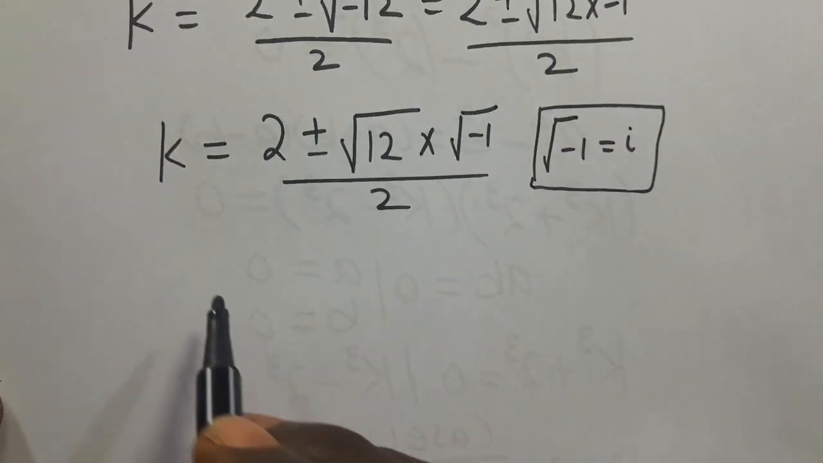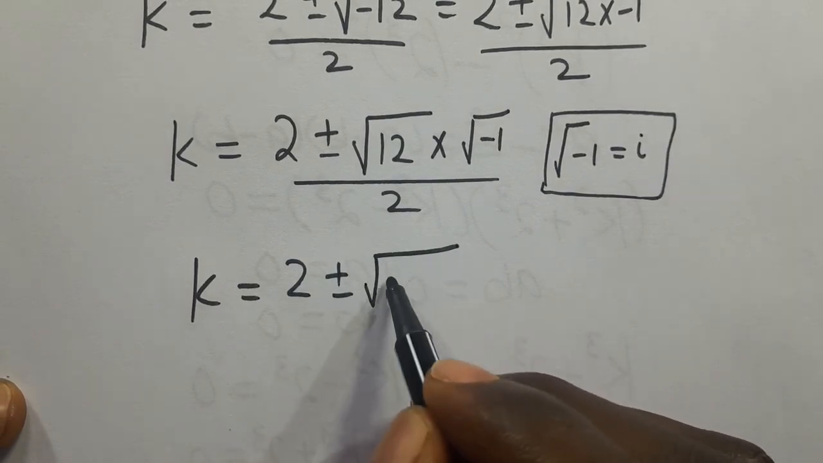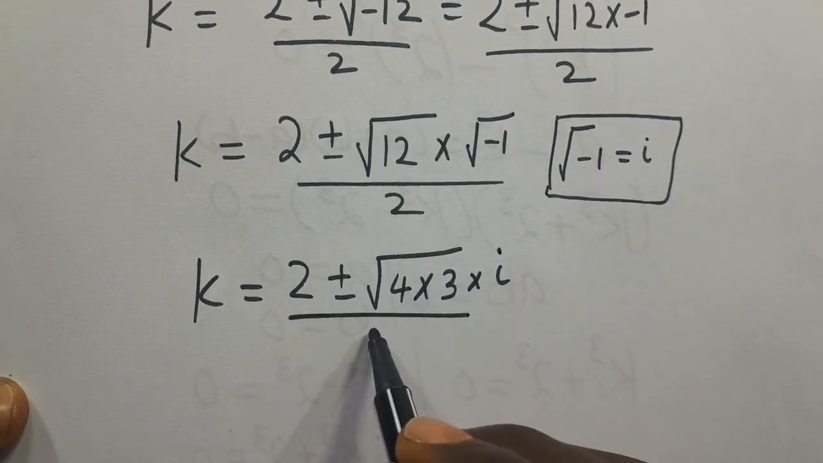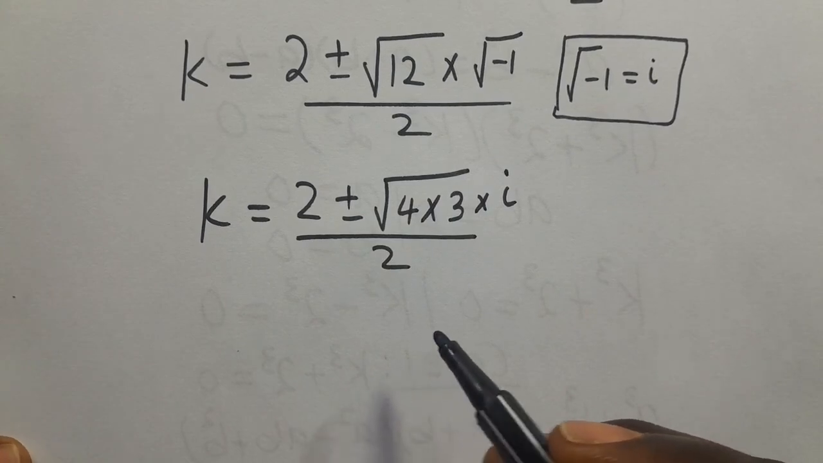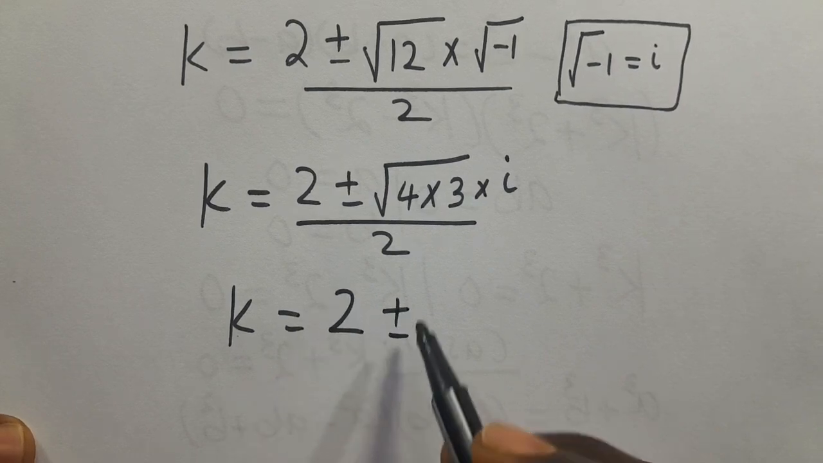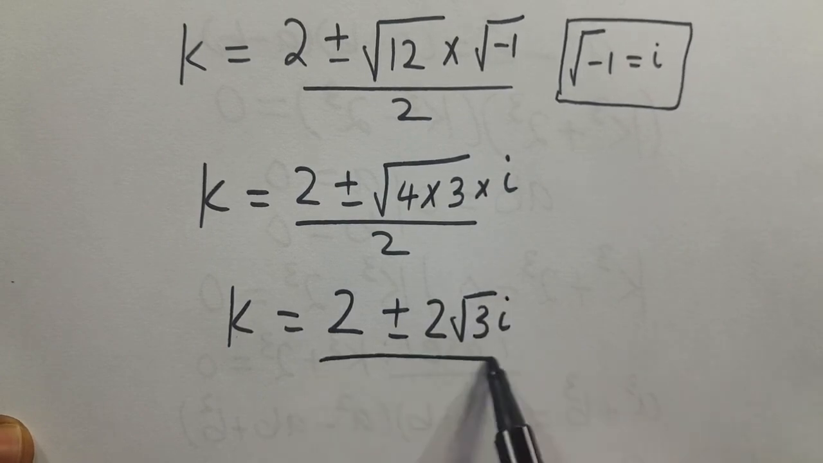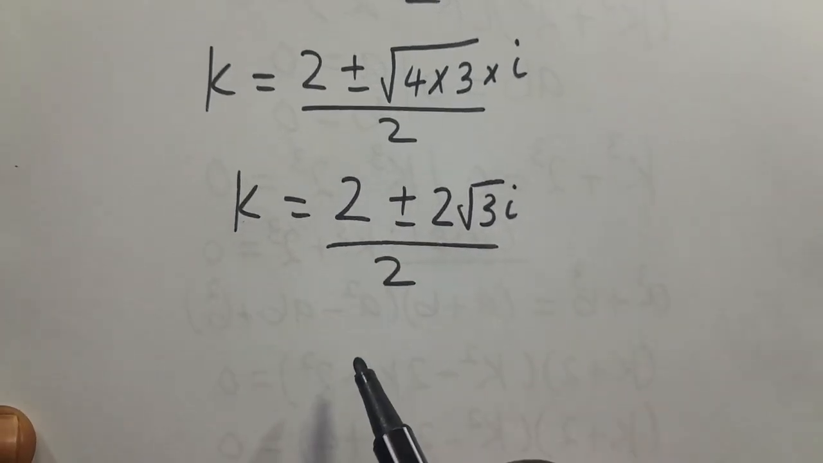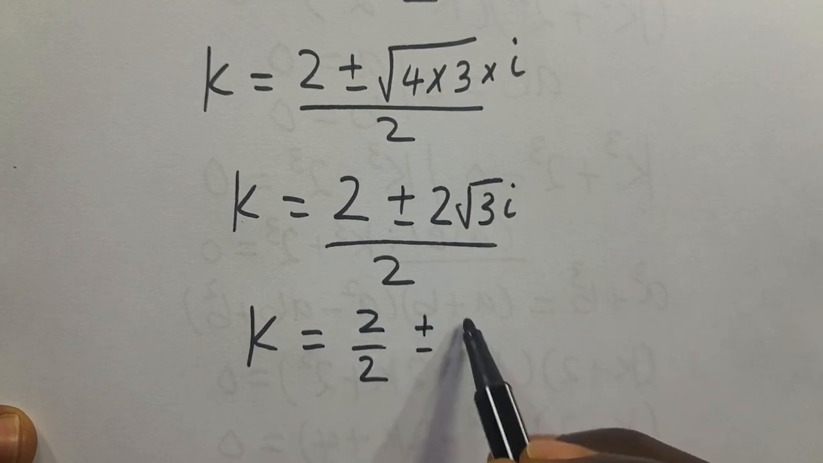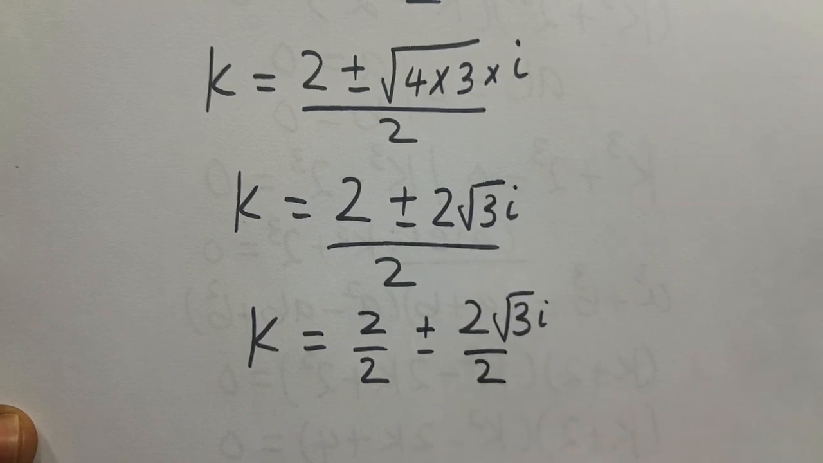So from here we have k equals positive or negative root of 4 times 3, which gives us 12, multiplied by i, divided by 2. And so k equals positive or negative root of 4, which gives us 2, then root 3i divided by 2. So we have k equals this divided by this, 2 divided by 2, positive or negative root 2 multiplied by root 3i divided by 2.